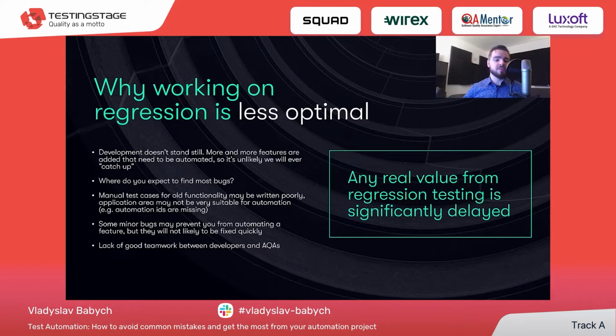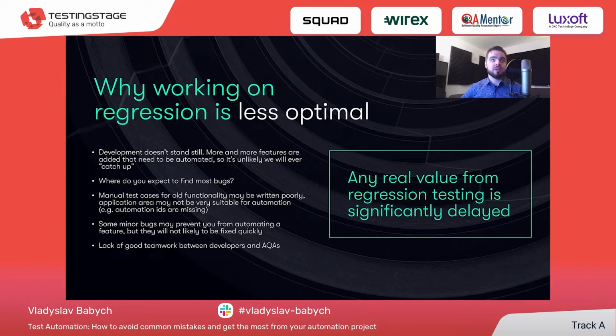So there will always be a number of features which are coming in and a number of features which we are covering in regression, and usually this gap never closes, unless the project is simple or there are a lot of QAs there. Also, while working on regression, you need to ask yourself, where do you expect to find the most bugs? Either it will be in the parts of the application which are already released and working, or in the parts which are actively under development. And I think the answer is quite obvious.